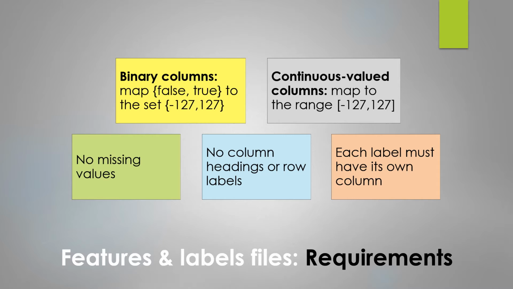Continuous valued variables can take values between -127 and +127 as well. Also, make sure that no values are missing and column headings are not present and row labels are not present either. And in the labels file, the number of columns must match the number of classes.